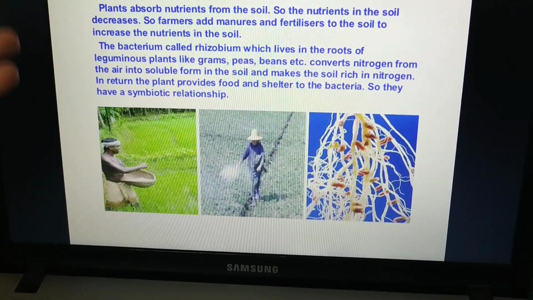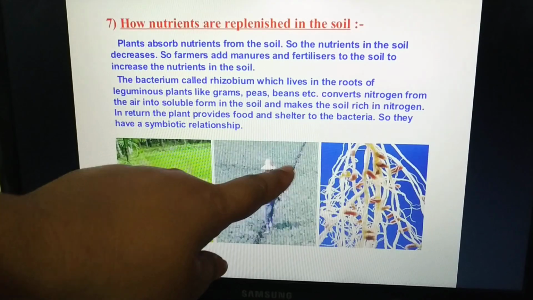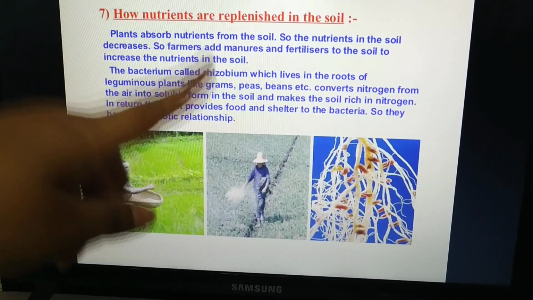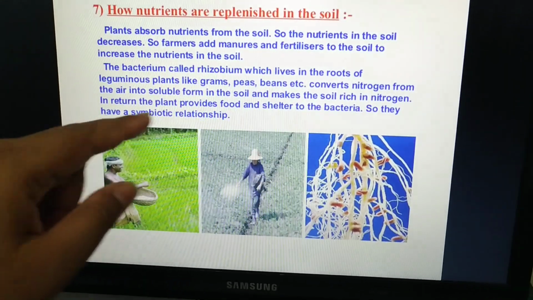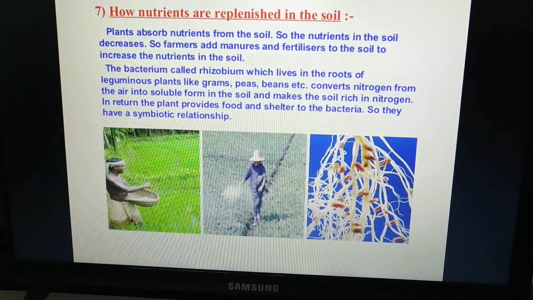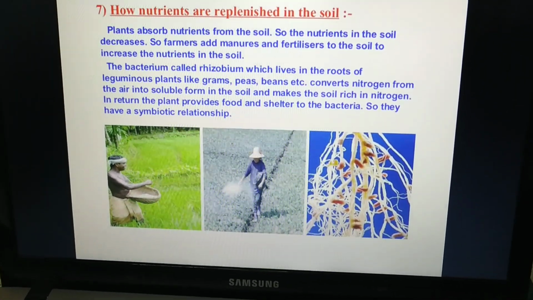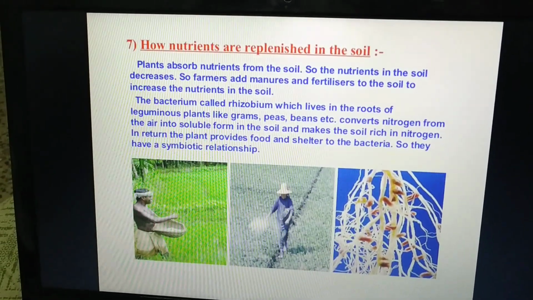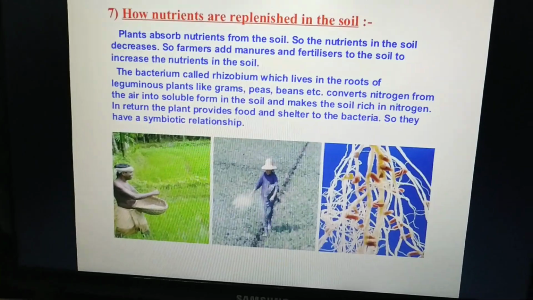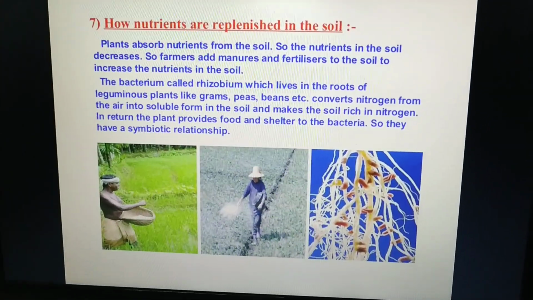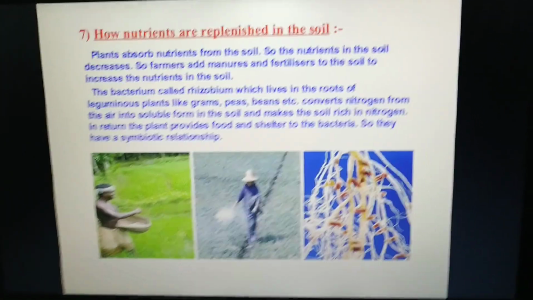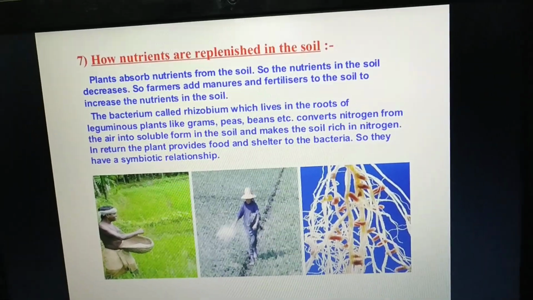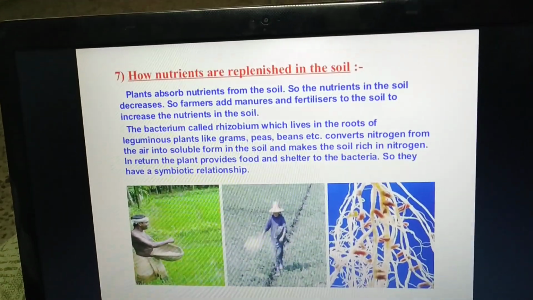That is why the bacterium called rhizobium, which lives in the roots of leguminous plants like gram, peas, beans, etc., converts nitrogen from the air into soluble form in the soil and makes the soil rich in nitrogen. In return, the plant provides food and shelter to the bacteria. So they have a symbiotic relationship, and due to this process, the soil is replenished. This is how soil is replenished.